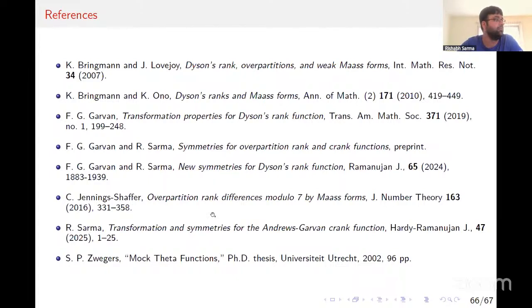Here are the references that we have used: the thesis of Sanders Zegers that started it all, and the paper of Bringmann and Ono, where they first described the modular structure of the partition rank, that appeared in the Annals. The subsequent paper of Bringmann and Lovejoy, which did the same thing for the over partition rank, and our papers.